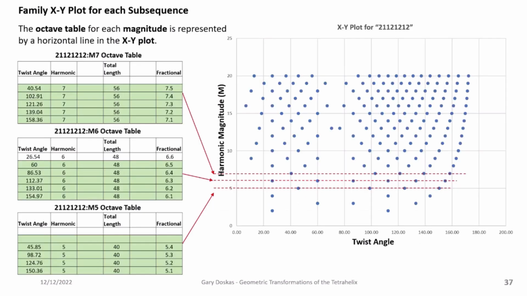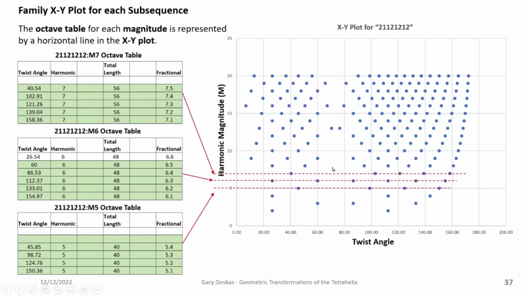So every horizontal line in this plot represents an octave table. But what I can do is, along any horizontal line, I can define a torsion loop transformation between any of these 2 points and then see what the associated motion would be.